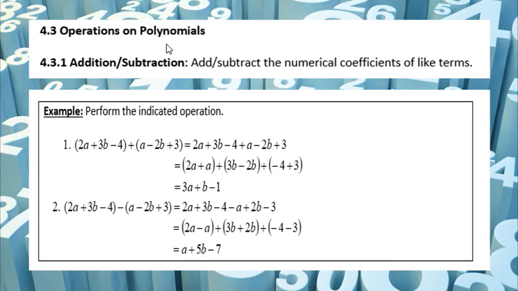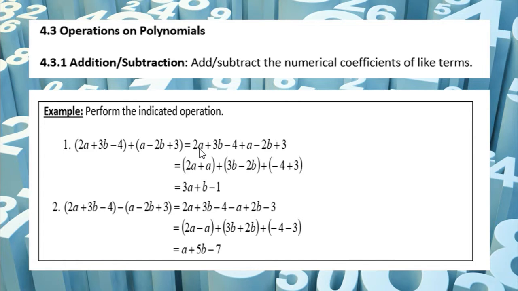Let's go to operations on polynomials. First, we have the addition and the subtraction. Add or subtract the numerical coefficients of like terms. So, example, perform the indicated operation. Number 1, 2a plus 3b minus 4 plus a minus 2b plus 3 is equal to, okay, so ato ang i-distribute atong sign. In this case, plus man ta, so same ra gihapon ang signs tanan. So we have here 2a plus 3b minus 4 plus a minus 2b plus 3.